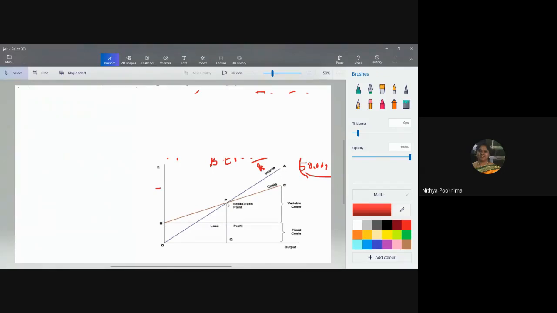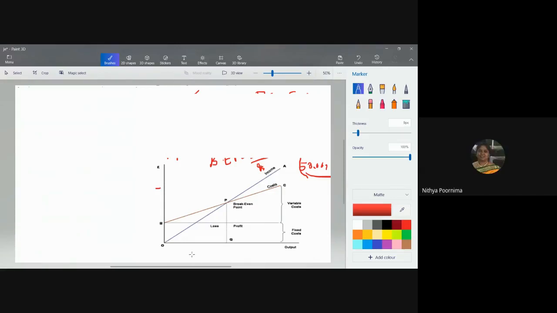Now, at this point, they are neither making profit nor loss. Whatever the investment is, it is getting converted into the product. To make sure whether you're making a profit or not, if the value is less than this value, that means you're incurring loss. If it goes above that value, that means you're making profit. Is it clear?